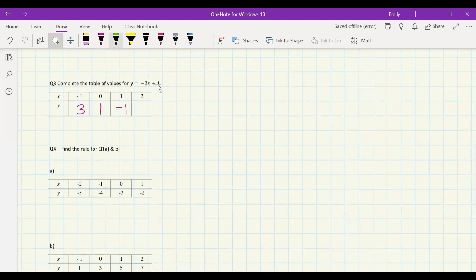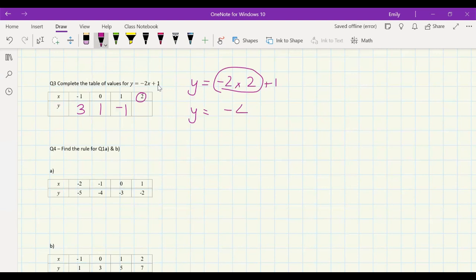Okay, last one, we want to let x equal 2. So the equation is y equals minus 2 times 2, we've replaced x with 2, plus 1. Work this bit out. What is minus 2 times 2? It's minus 4 plus 1. Minus 4 plus 1 is minus 3. And that's what we put in here, minus 3.